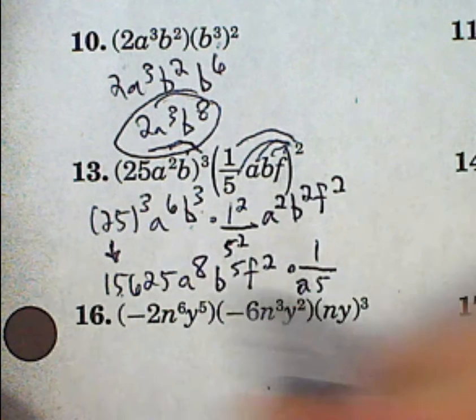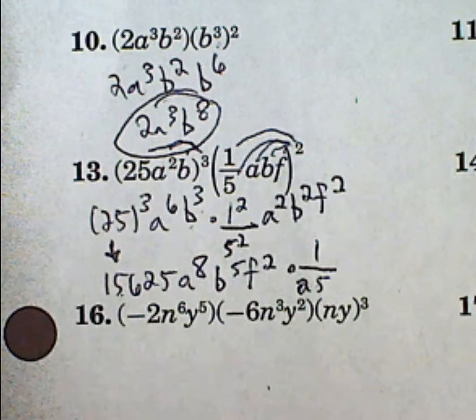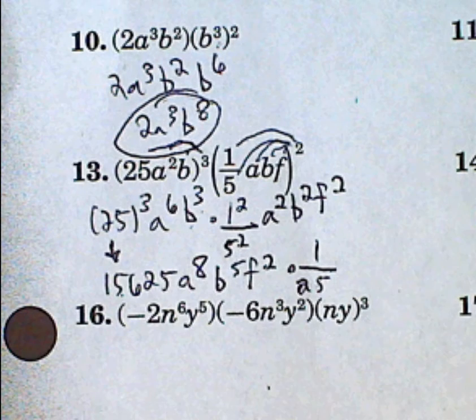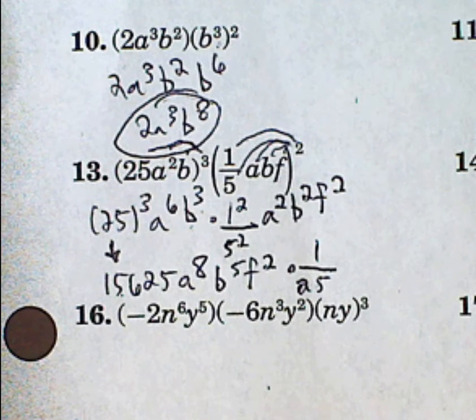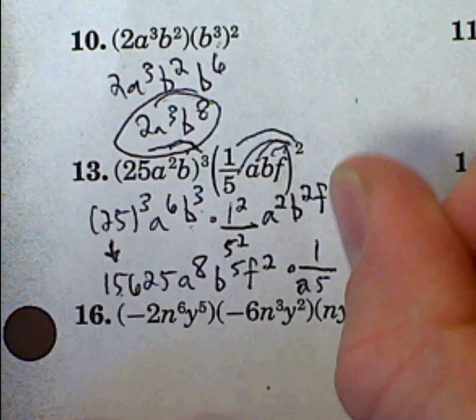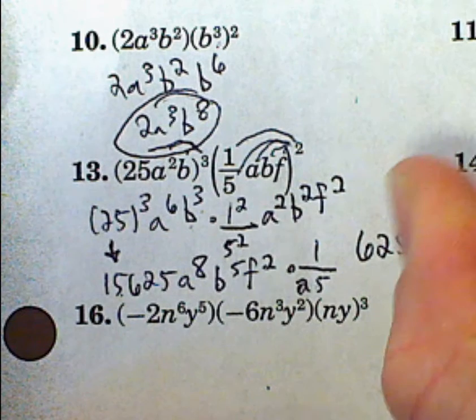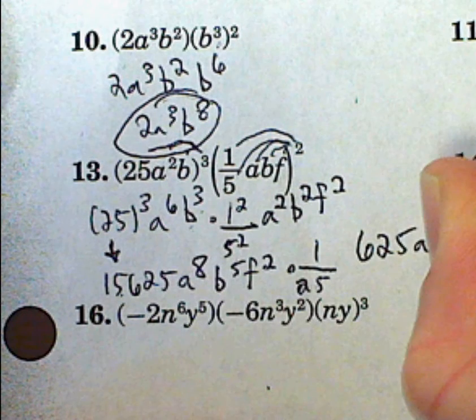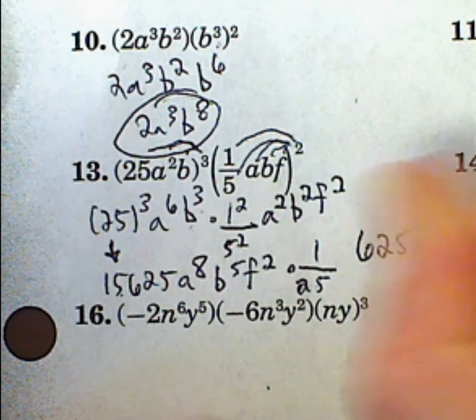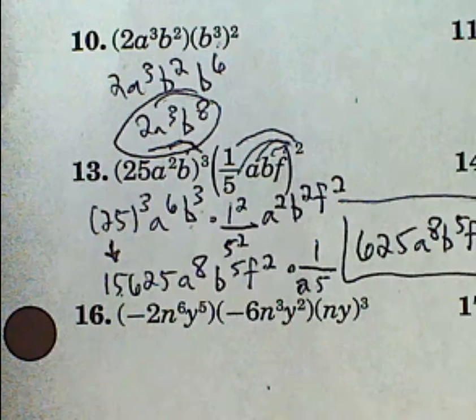Now I can multiply my 2 front numbers. Even if this is a fraction, I'm going to go ahead and multiply it to the front. So I'm going to multiply this by, so 125, that would give me 625. So I end up with 625, a to the 8, b to the 5, f squared. And that's my final answer.